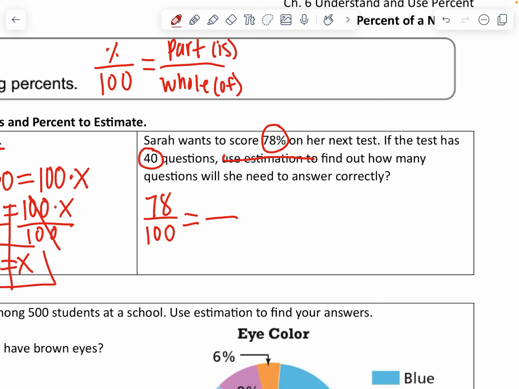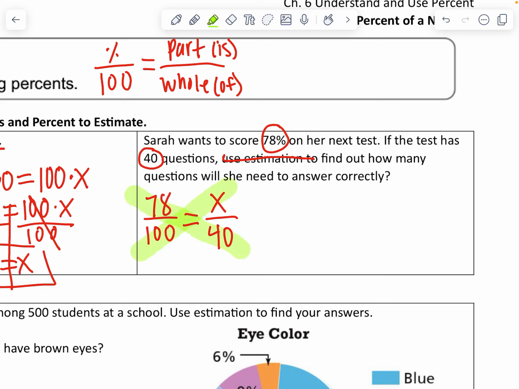Okay. In word questions, it's going to be a little more challenging to figure out your part, your whole, because you're not going to be able to look for the is or the of. But it says the test has 40 questions. How many questions will she need to answer correctly to get a 78%? So the test has a total of 40 questions. So 40 is the whole, and we're trying to figure out how many questions she can answer correctly to get at least a 78% on it. So we're trying to find the part.